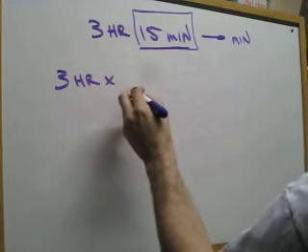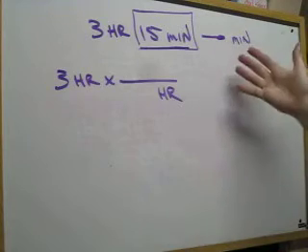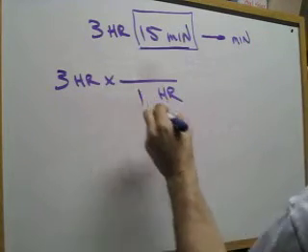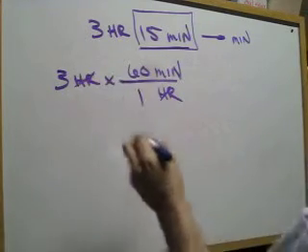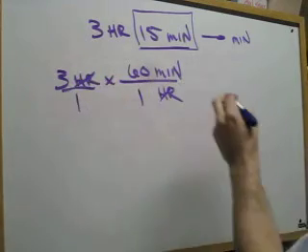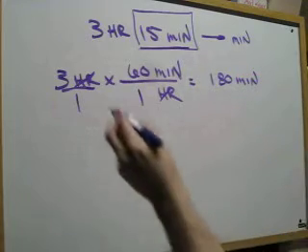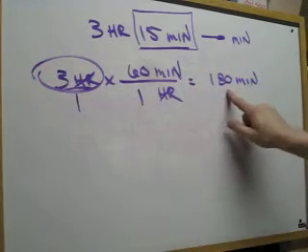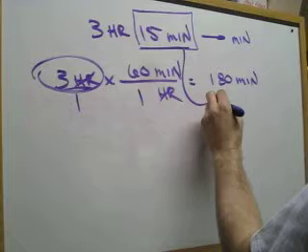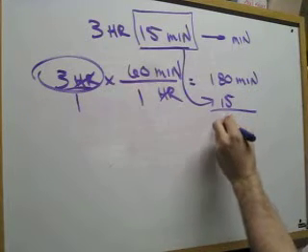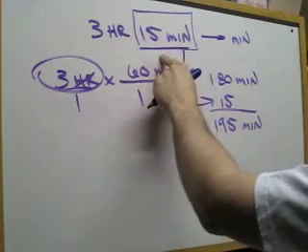3 hours times a line, hours on the bottom. Do we know anything about hours and minutes? A conversion. Yes, we know that for every hour there are 60 minutes, and our hours cancel. 3 times 60 is 180 minutes. So for every 3 hours we have 180 minutes. We just converted hours to minutes. Now we take the 15 minutes that we already had and add it to our 180, and we get 195 minutes.